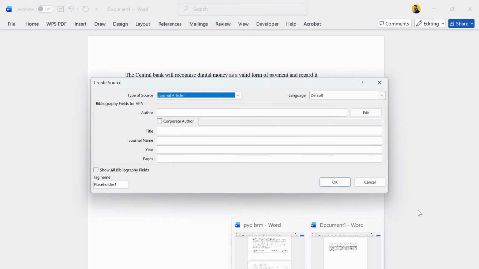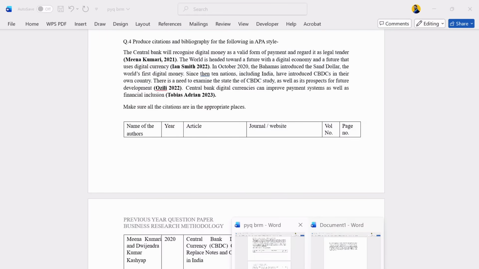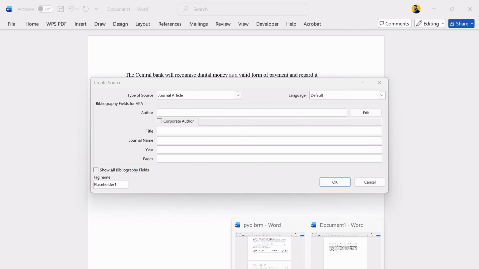Like this is a scenario. So in the first, the name is given as Meena Kumari and Dwijendra Kumar Kashyap. It is mentioned in the table given below, so we copy it from there.